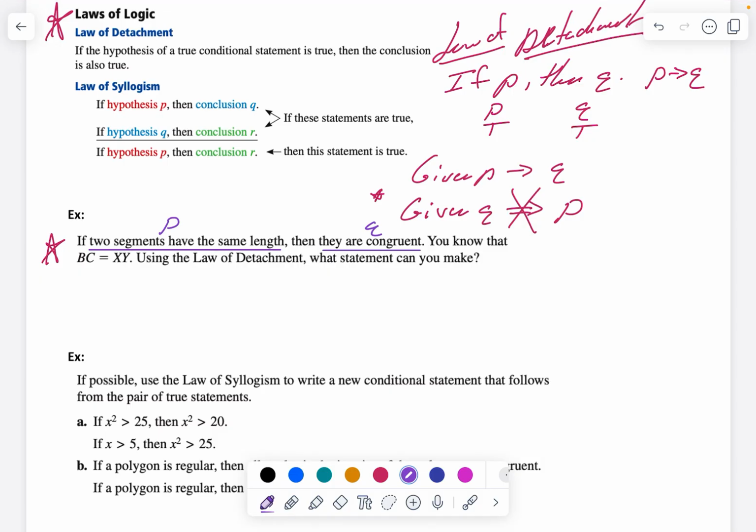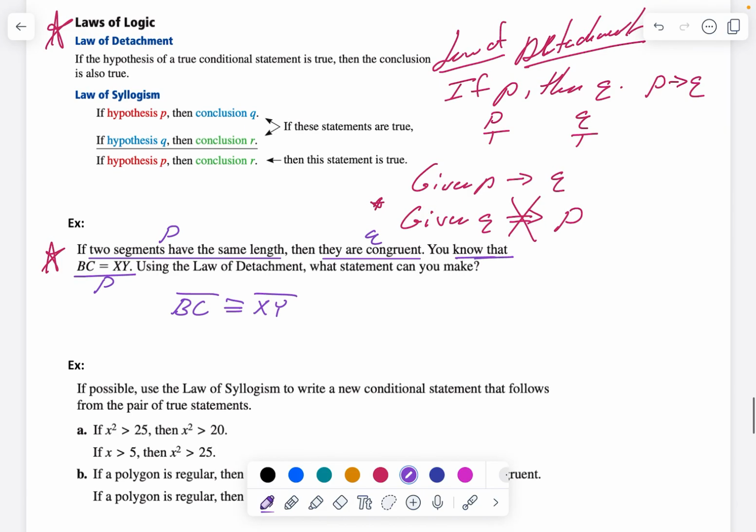Now it says you know that BC is equal to XY. So that's saying we're given P. We're given two segments have the same length. It doesn't just say given two segments have the same length. They'll give you a specific example. But using the law of detachment, what can we make? Then we could say segment BC is congruent to segment XY. And so again, we were given the hypothesis, then we know the conclusion's true.